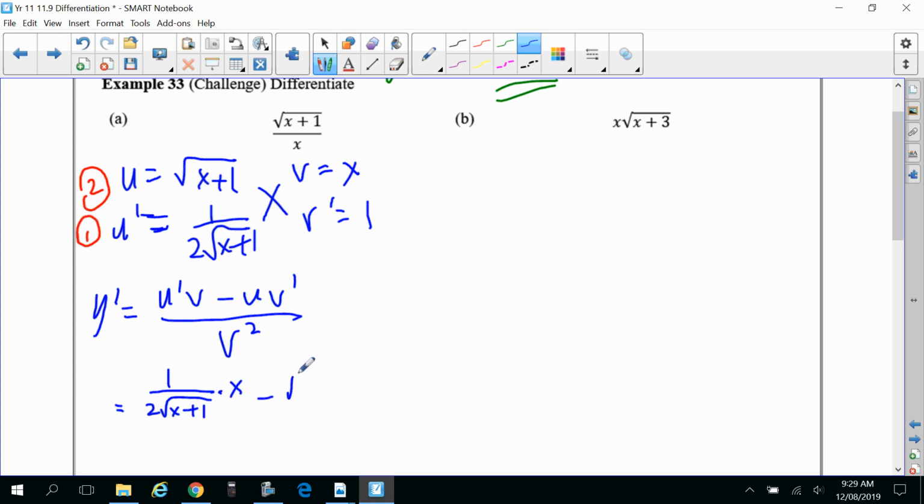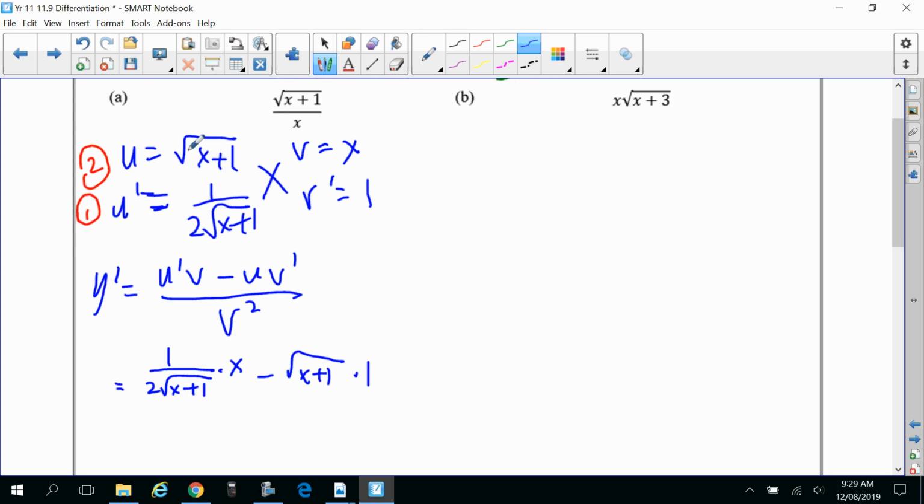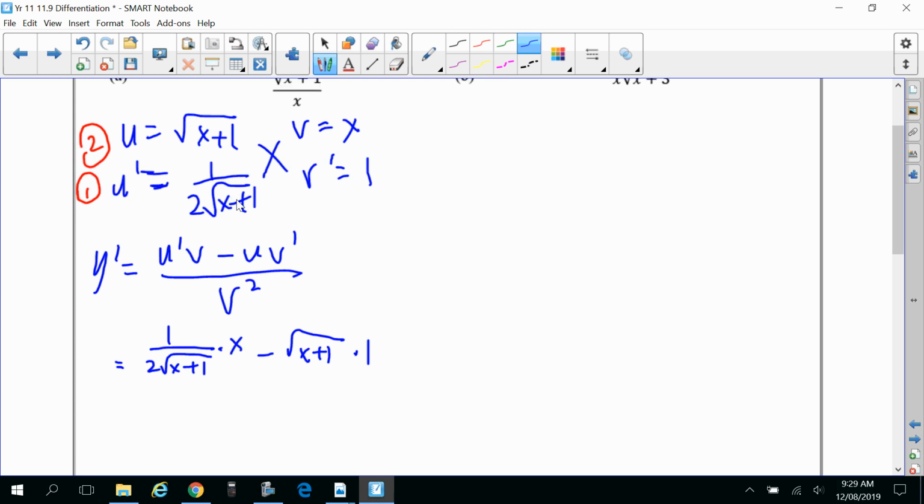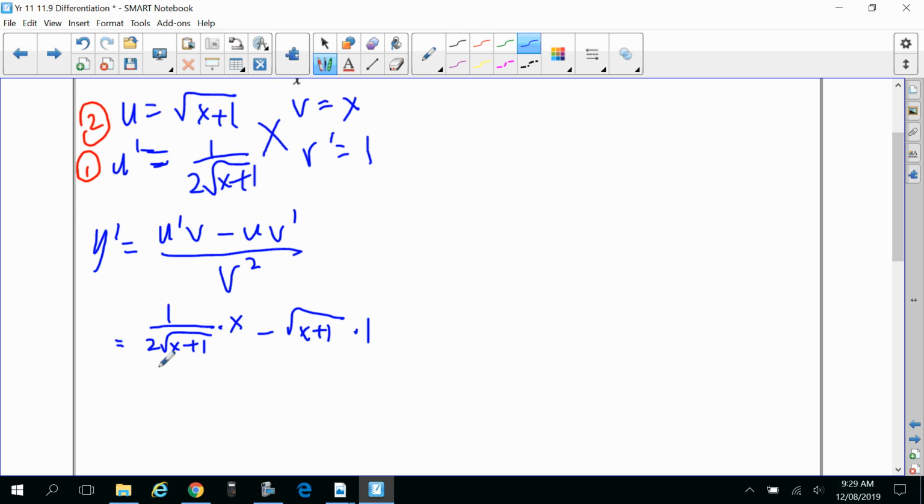Minus u times v dash. Notice that I do not write it as a fractional index. I always write it in square root form. Yeah, you need to do that. Over v squared, v is x. Okay, so the hard part is to simplify this.